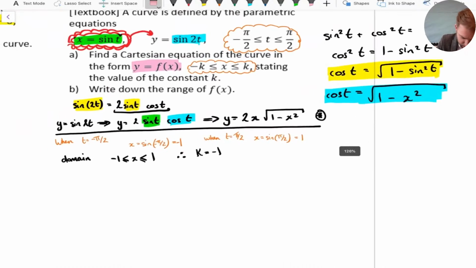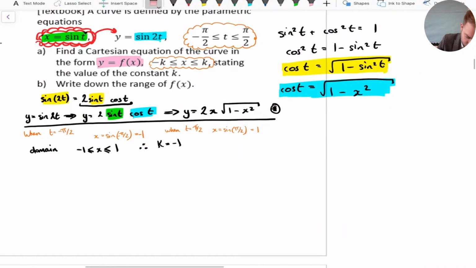So for part B, write down the range of f of x. So when we're thinking about the range, we're thinking about our y value. So y is equal to sine of 2t. Now, what does sine of 2t look like between minus a half and a positive half? Well, we know that sine looks like this, don't we? Sine of 2t, let's even do sine of 2t.